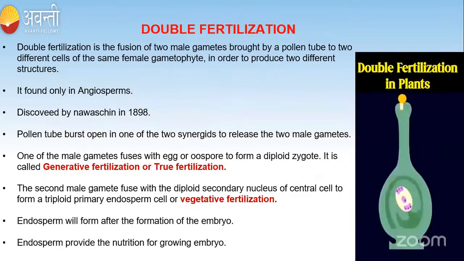Let us go to double fertilization. First, let us learn what is called double fertilization. Kindly go through this statement, guys. Meanwhile, I will explain. Double fertilization is the fusion of two male gametes. You know that the two male gametes are nothing but the generative cell. Always I will tell, generative cell, right? The generative cell is brought by the pollen tube to two different cells.